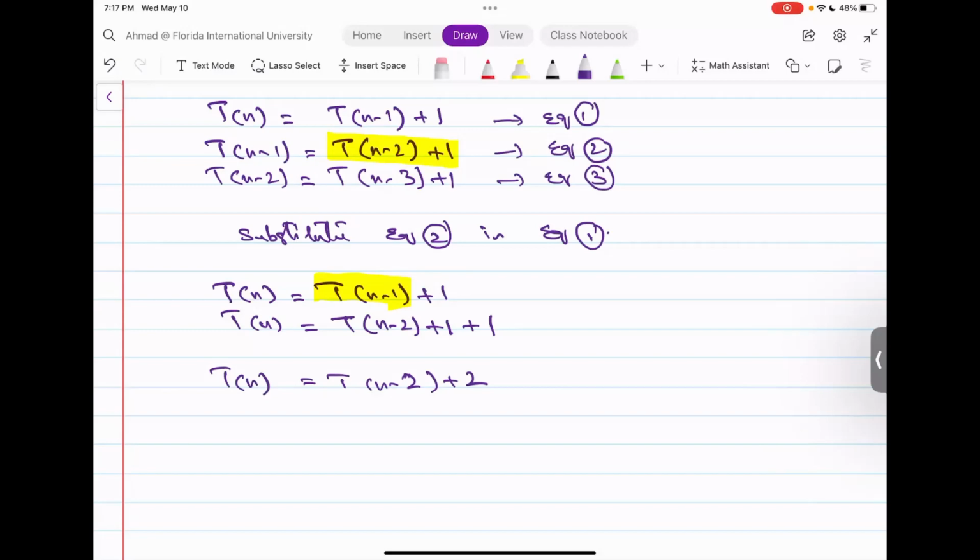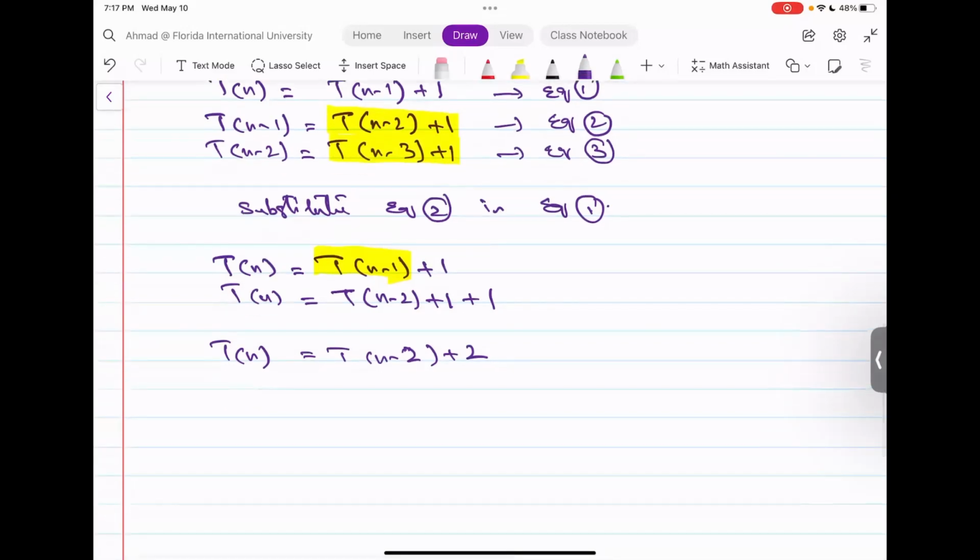Now, once I have reached here, I already know the value of t of n minus 2, which is this one. So I can substitute this value here. Now, how can I do that? So I'm going to do t of n is equal to, in place of t of n minus 2, I'm going to substitute the value, which is t of n minus 3 plus 1 and plus 2. This one should also be there, right? Plus 2, which is going to be t of n is equal to t of n minus 3 plus 3. You will be able to see a pattern here.